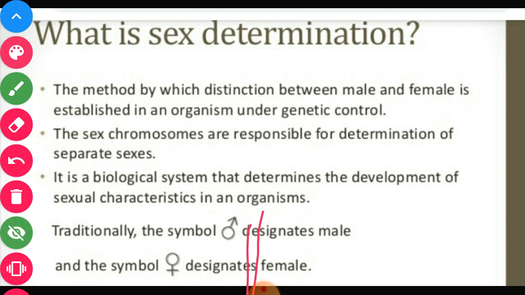Now see here, the method by which the distinction between male and female is established in an organism under genetic control, that is sex determination. And the sex chromosomes are responsible for determination of separate sexes in male and female, so they are called sex chromosomes. It is a biological system that determines the development of the sexual characteristics of an organism.